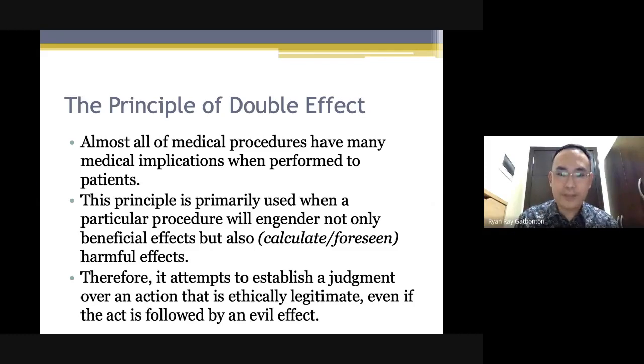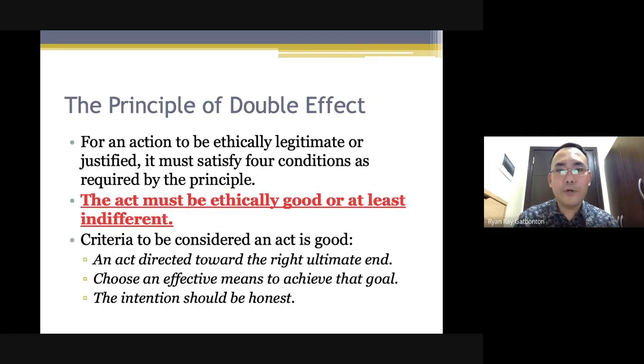foreseen harmful effects. Now, for us to arrive at an ethical decision, we must establish a judgment over an action that is ethically legitimate even if it is followed by an evil effect. Now, there are four major tenets for the principle of double effect, which we need to fulfill all of them to say that an action with an intertwined evil effect will be an ethical course of action.